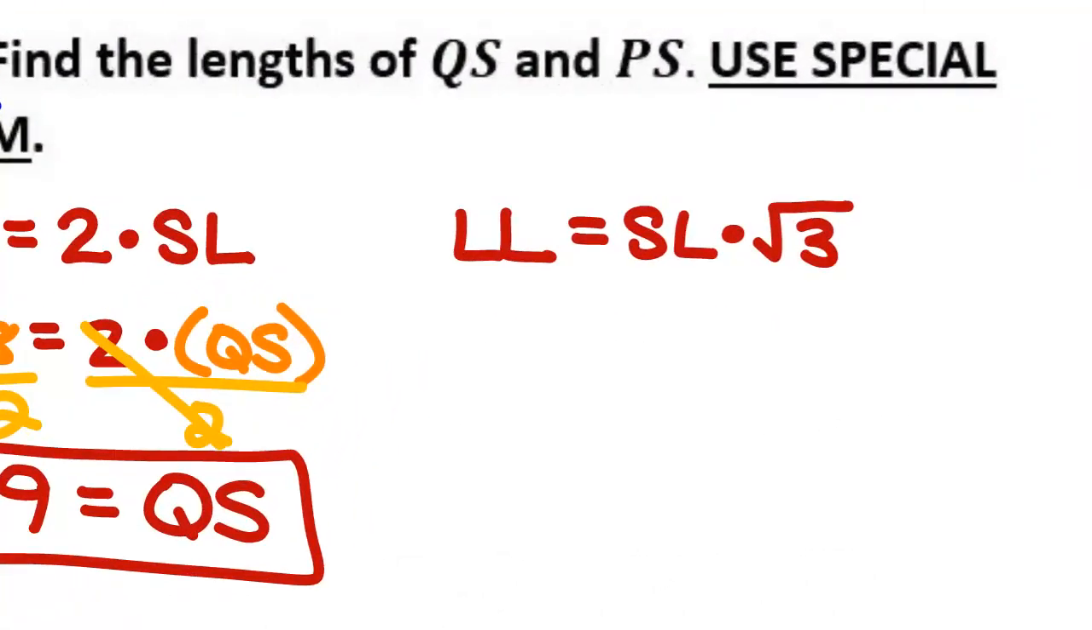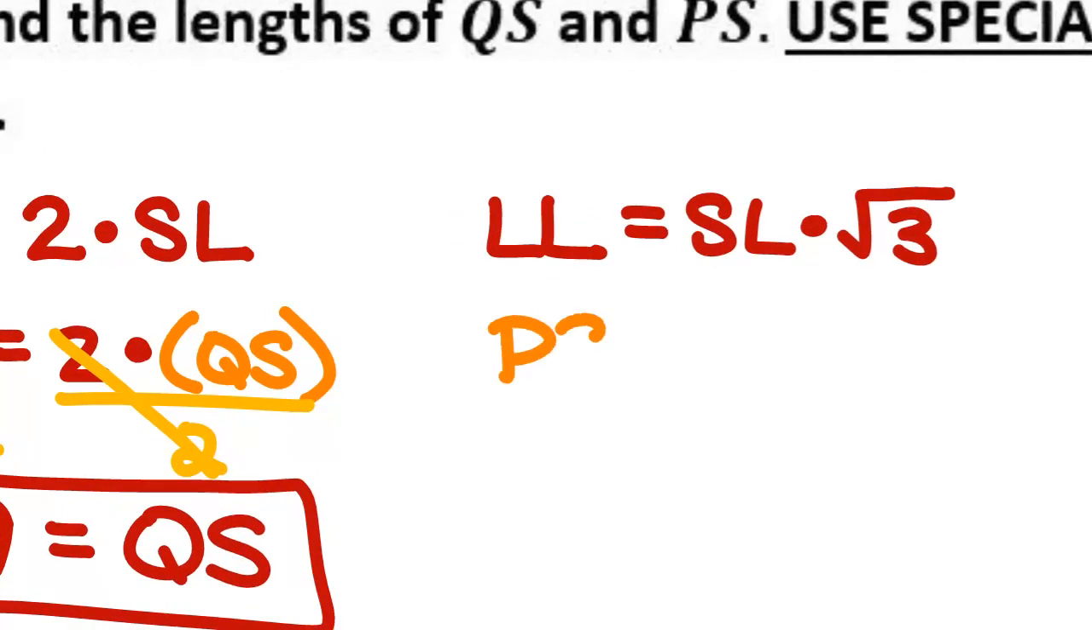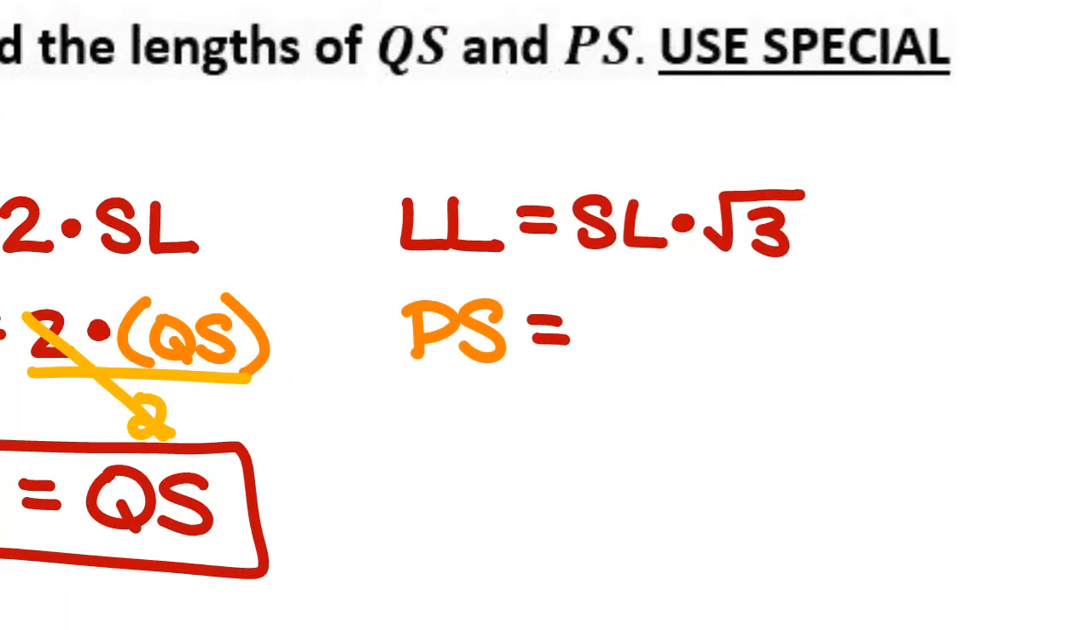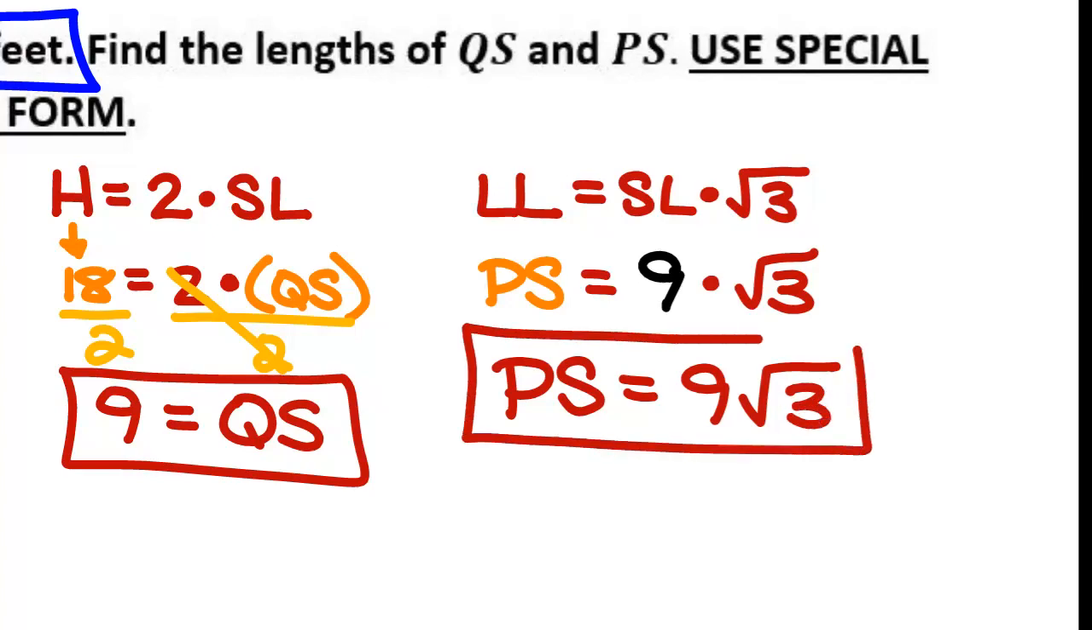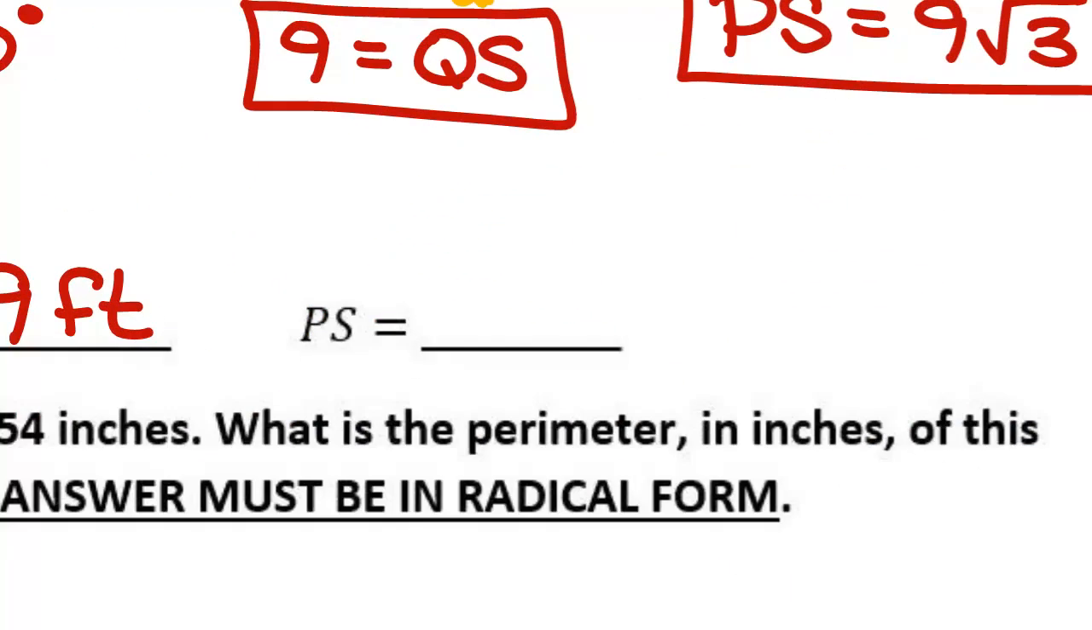All right. Then we get to our other formula. Long leg equals short leg times radical 3. What is the name of the long leg on the yellow triangle? PS. So PS equals the short leg, and we said short leg was how big? 9 times radical 3. So PS is 9 radical 3. We're going to stick units with that, so 9 radical 3 feet.